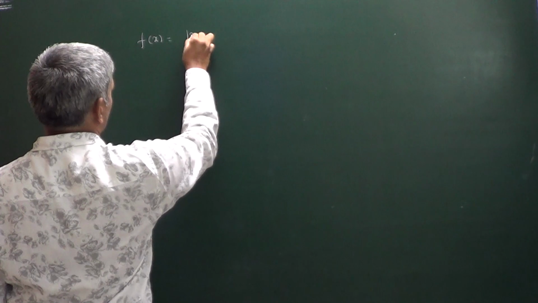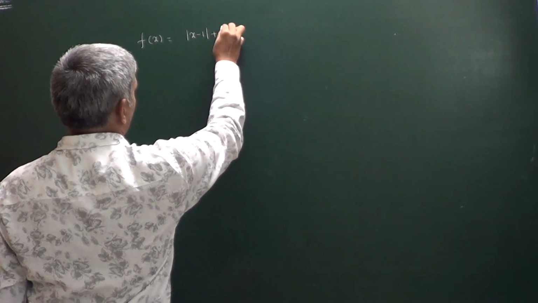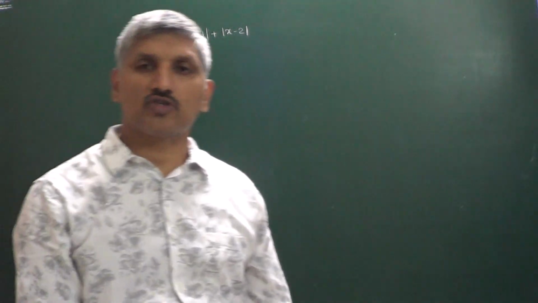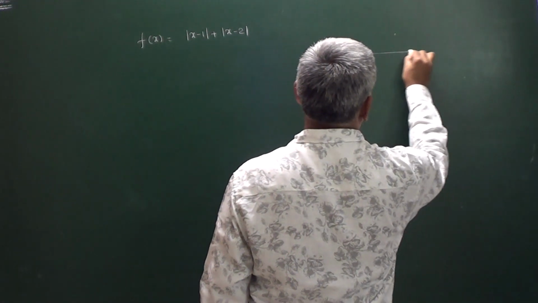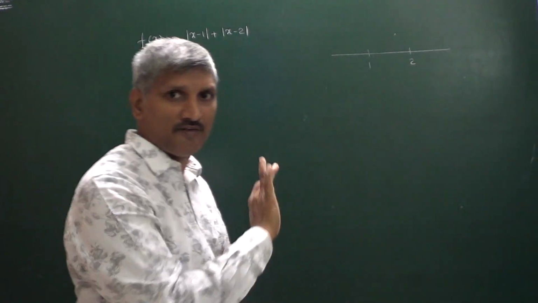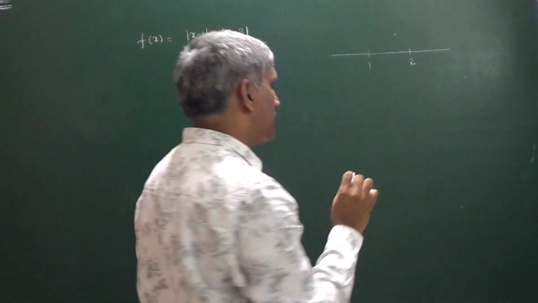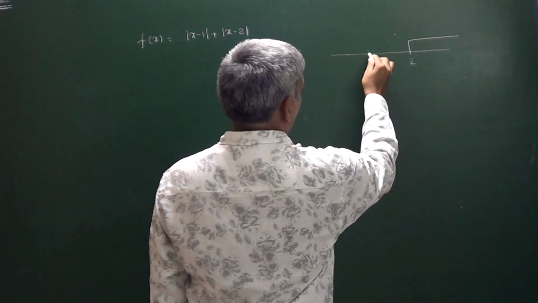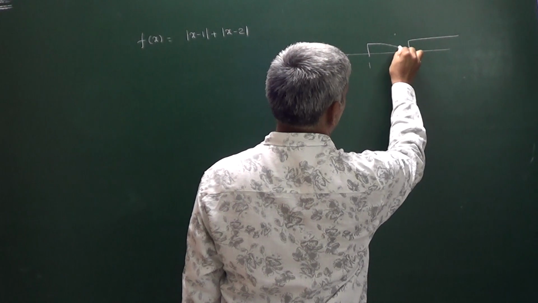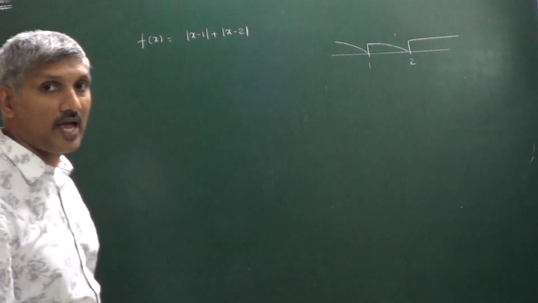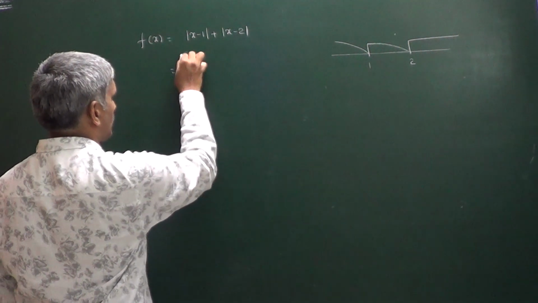f of x is equal to mod x minus 1 plus mod x minus 2. Let me try to discuss this particular function. All of you pay attention here. I will discuss different methods. First of all, I will discuss the regular standard one. I am discussing the greater than or equal to 2 case, what happens? The greater than or equal to 1 and less than 2 case, what happens? And less than 1. These are the 3 cases I am discussing for this particular function.